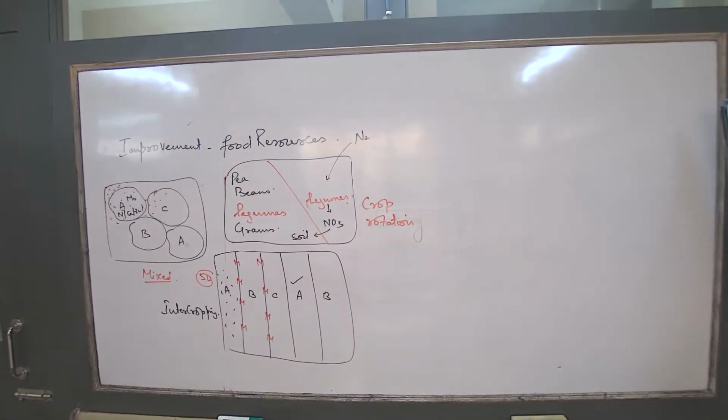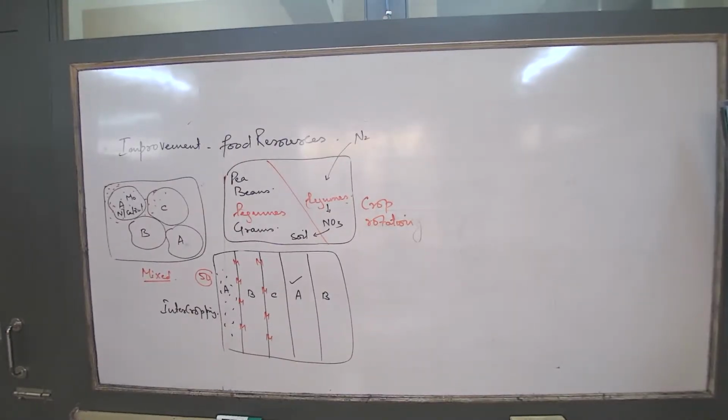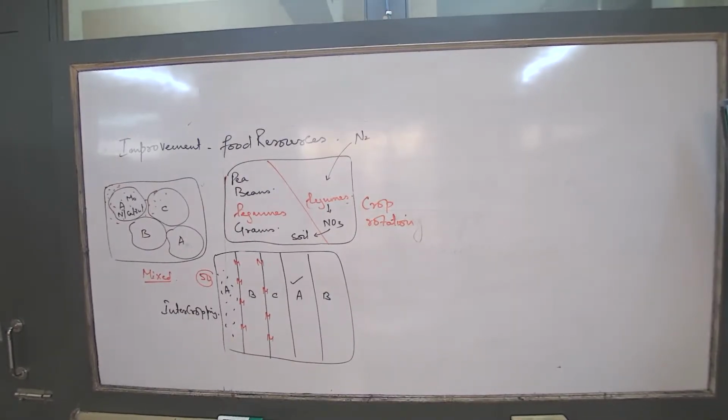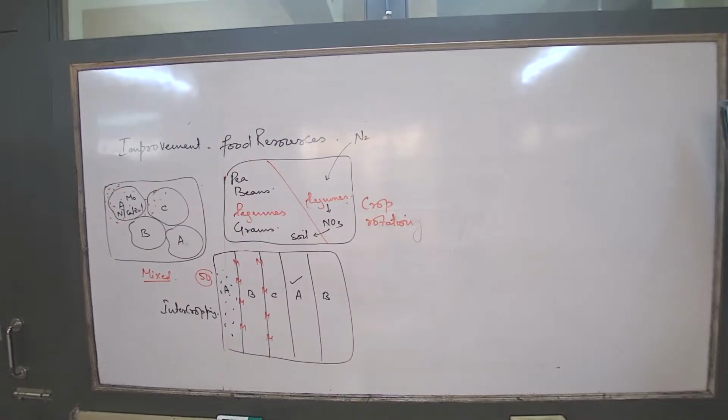Some examples of the weeds: Xanthium, Parthenium, and Cyperus rotundus. These are the 3 main types of weed plants.